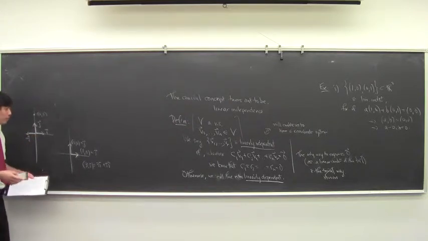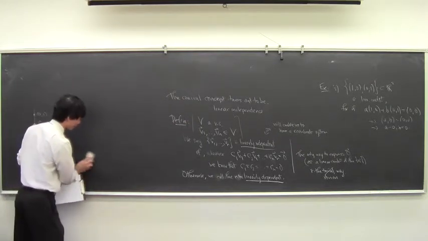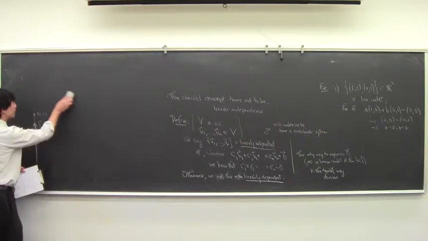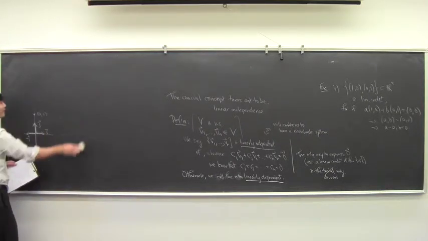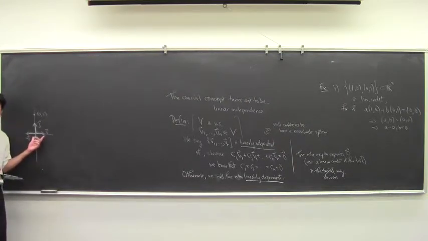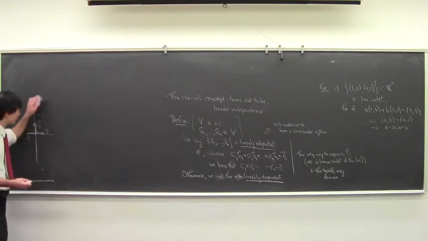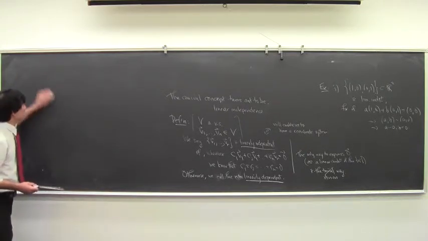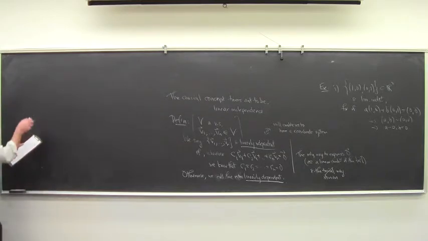I'm going too fast. Let me stop. We see that this set here is linearly dependent, because there's an obvious non-trivial way to get to the 0 vector. We take this one and add it onto this one: 0 of this one plus 1 of this one plus 1 of this one gives the 0 vector. So that was a linearly dependent set.